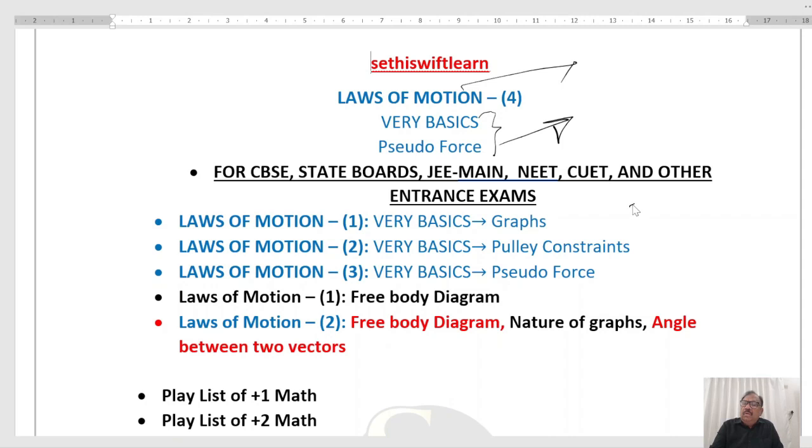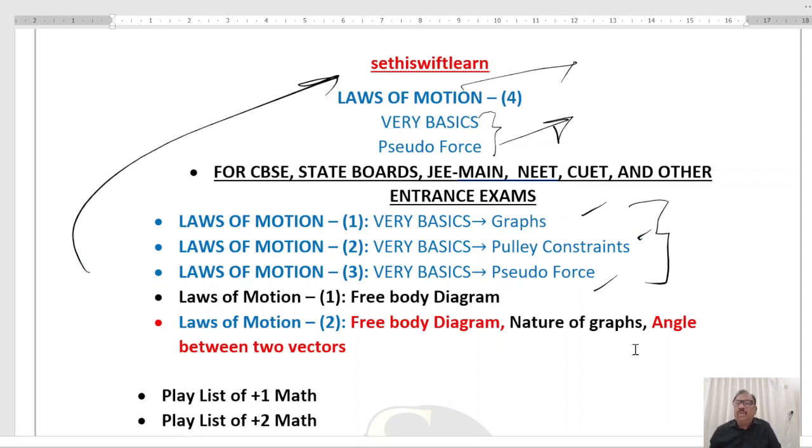In the earlier session, the very basics of graphs, constraints, and pseudo force have also been discussed, which you can review on SethiSwiftLearn.